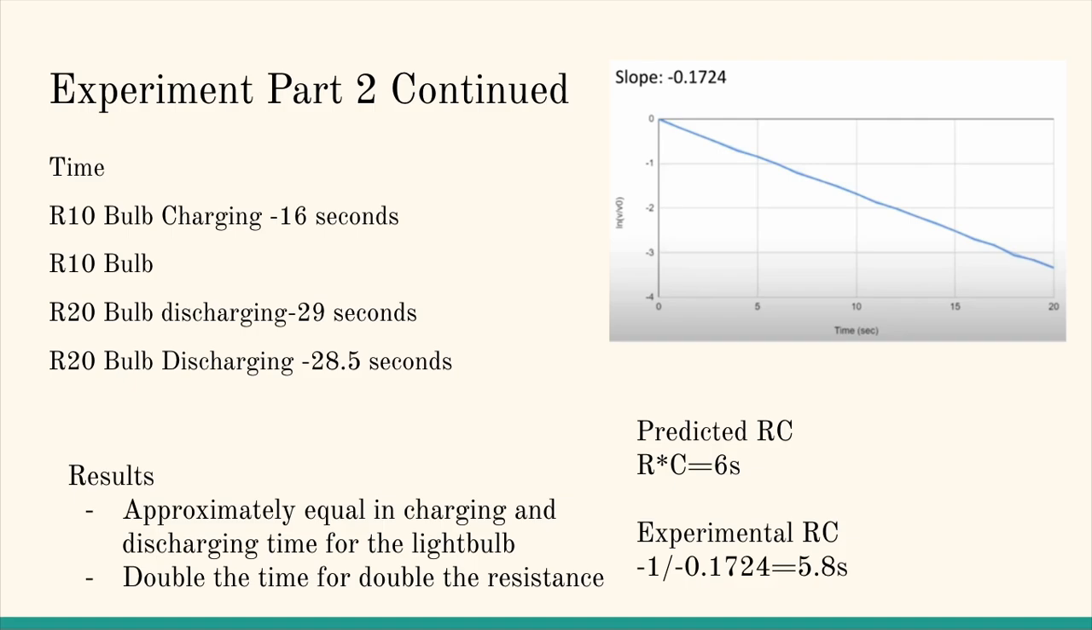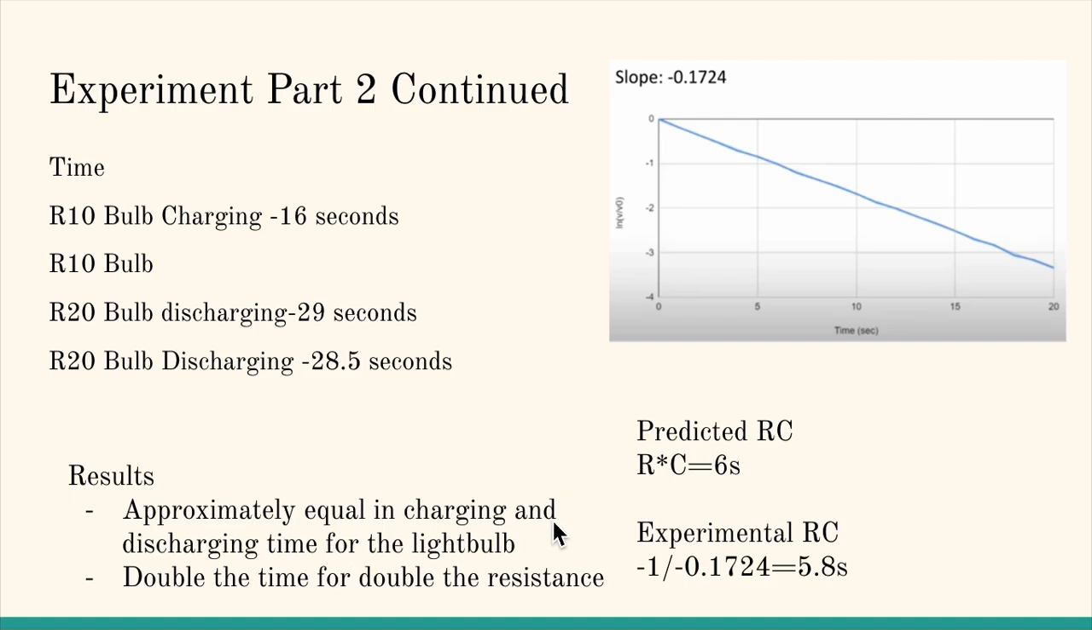To charge the capacitor, it took 16 seconds, and to discharge the capacitor, it took 15 seconds, which we can say is within the error range, so they're pretty much the same. The time it took to discharge and charge the capacitor with a 20-ohm light bulb instead of the 10-ohm one was also almost the same, so that makes sense: whether it's discharging or charging doesn't affect the time. However, the resistance of the light bulb does, and when we doubled the resistance, it doubled the time it took to charge the capacitor.